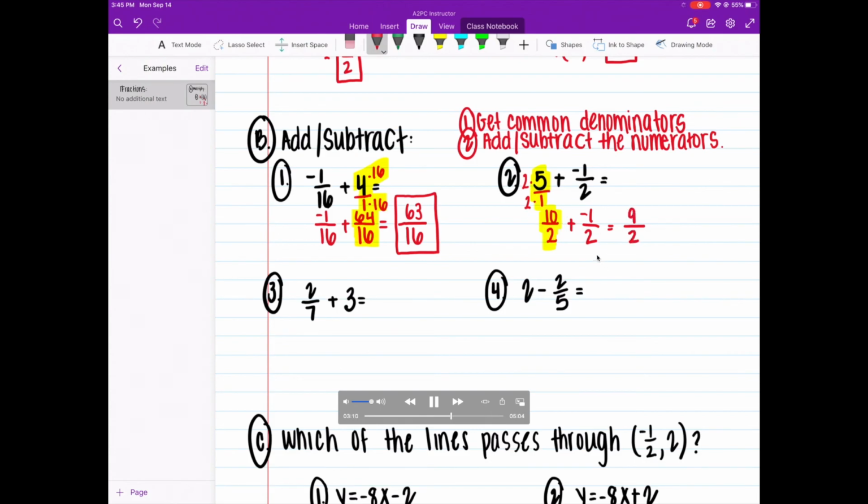Now from here, this one stayed the same, and we just do 10 plus -1, which is 9. 9 over 2 doesn't reduce, so that's our answer.